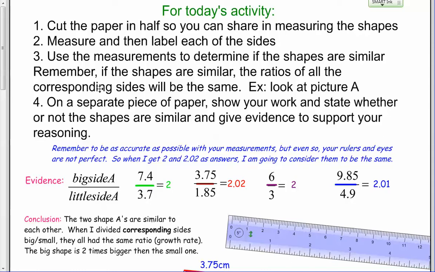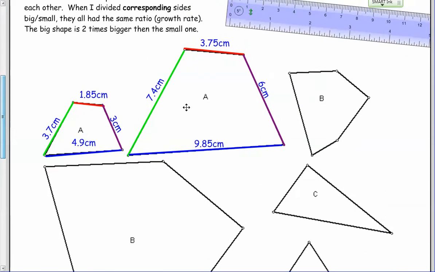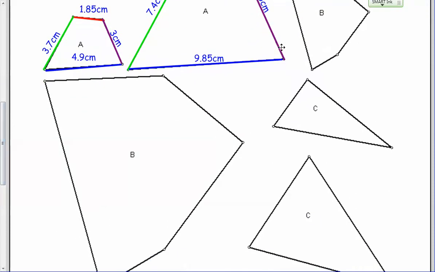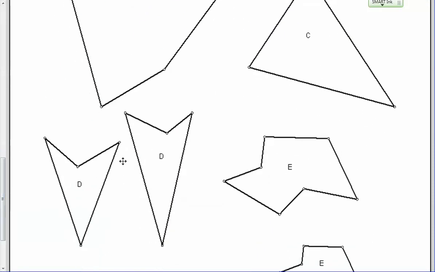You may want a separate blank piece of paper or two to go ahead and put your evidence on later, but that's up to you guys. You can do it any way you want. I suggest maybe taking a second to cut the paper in half so that you can share in the measuring of the shapes. We're going to do A together right now, and then you and your partner are going to be doing shapes B, C, D, and E on your own.